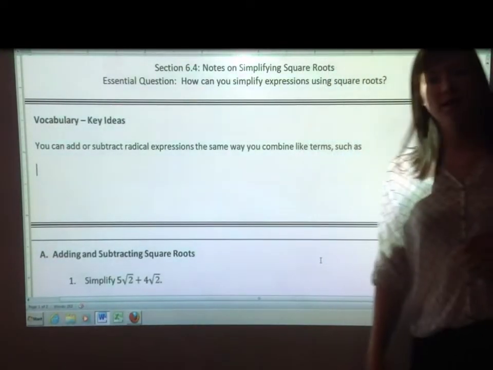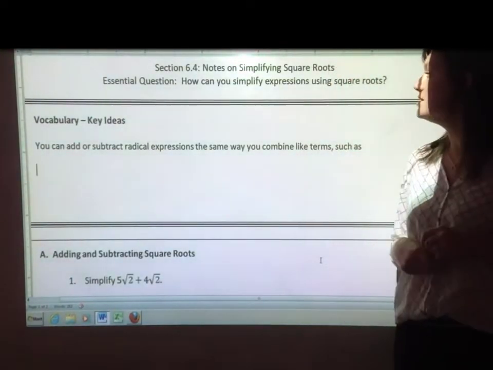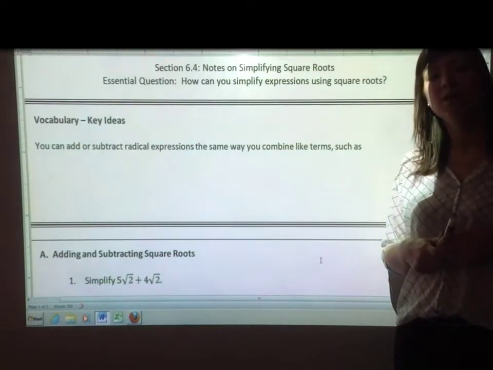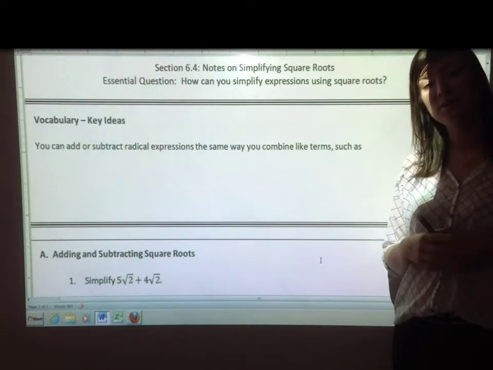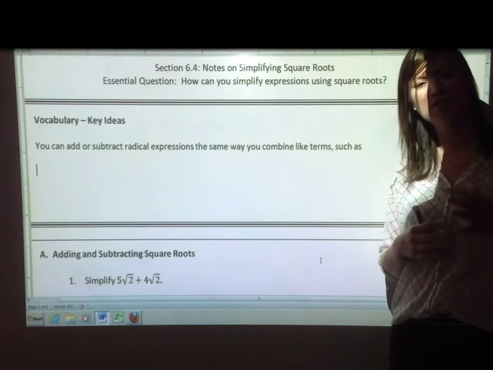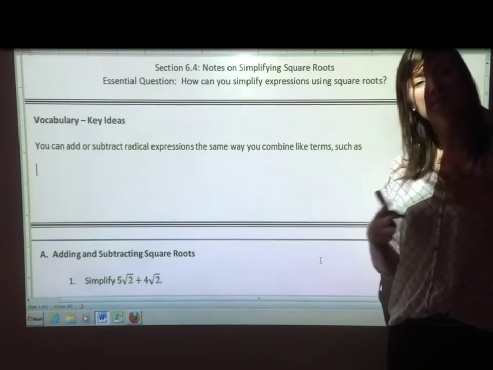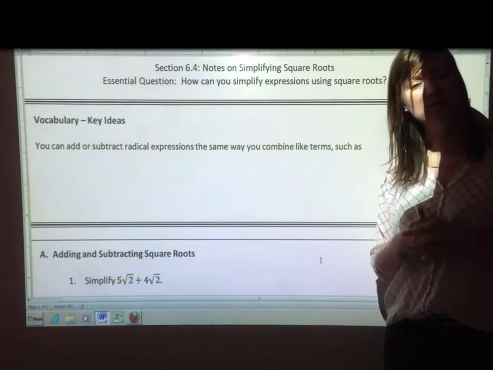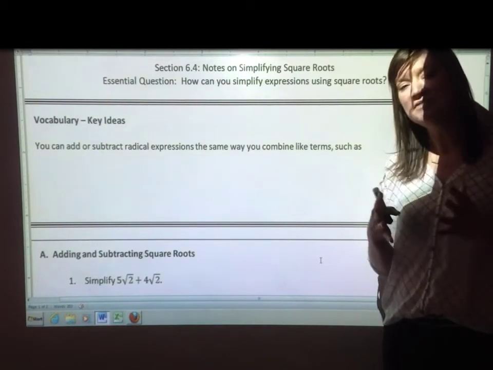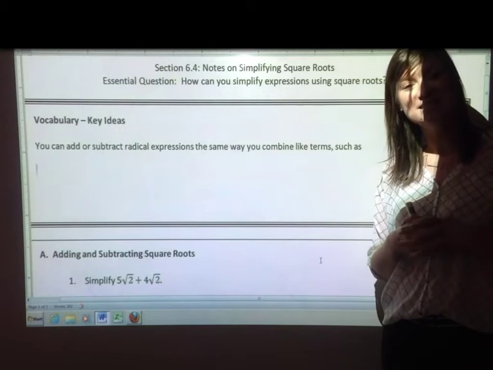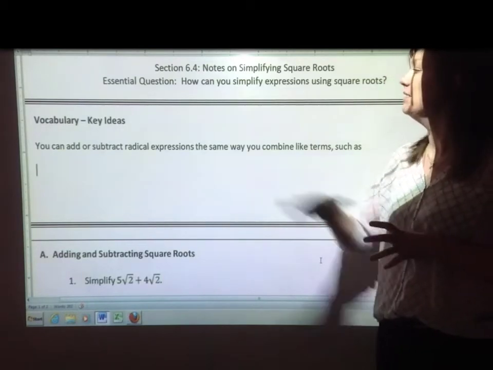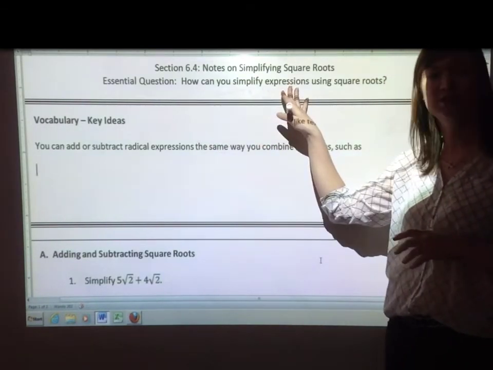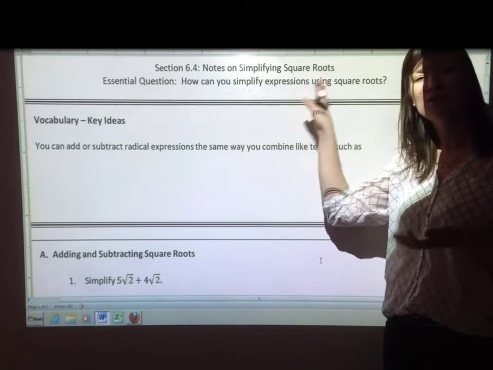Alright, so we're going to talk about 6.4. This is simplifying square roots. And now that we did 6.3, we classified, we know what's rational, what's irrational. We're going to start simplifying these things. So our essential question, what you're supposed to be able to answer in great detail when you end 6.4, is: how can you simplify expressions using square roots? So we're going to do expressions.